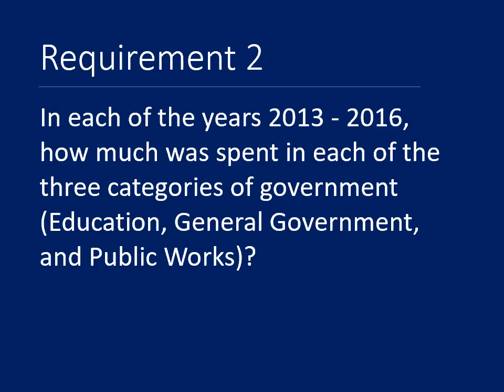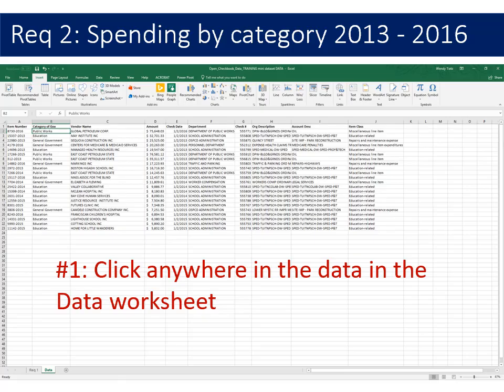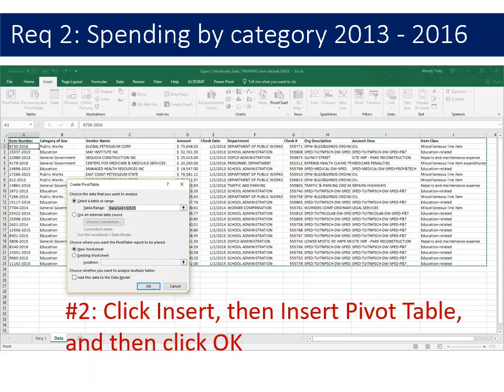Requirement 2 asks the question, in each of the years 2013 to 2016, how much was spent in each of the 3 categories of government: education, general government, and public works? The first step is to click anywhere in the data worksheet.